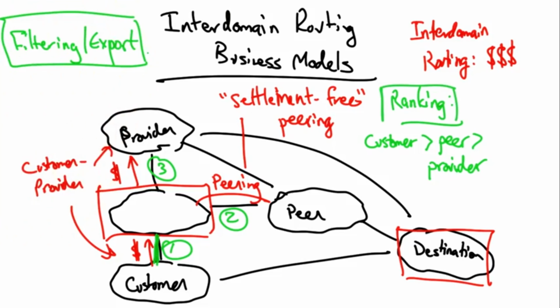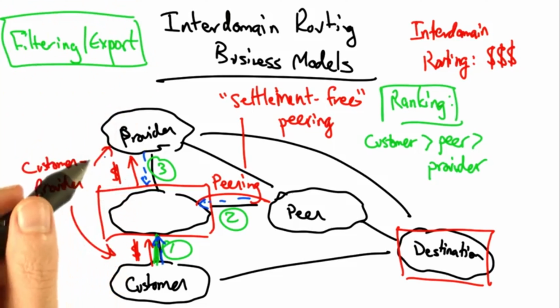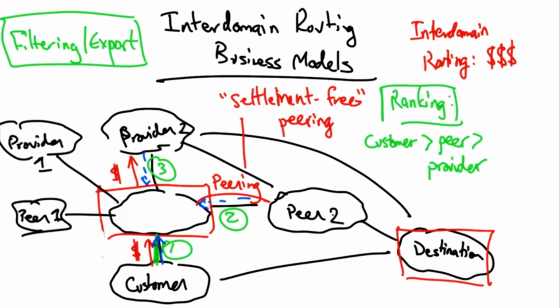The other consideration that an AS has to make is filtering or export decisions. In other words, given that an AS learns a route from its neighbor, to whom should it re-advertise that route? To understand filtering and export decisions, let's add a couple more ASs to the graph. Let's add another peer, and let's add another provider.